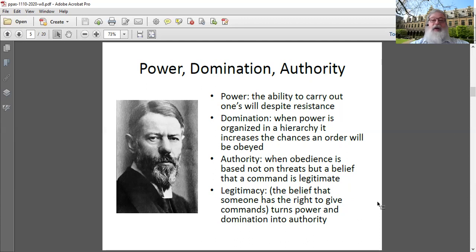Consequently, we can say not only does the prime minister have power over their political party, more often than not, the prime minister exercises domination over their political party.